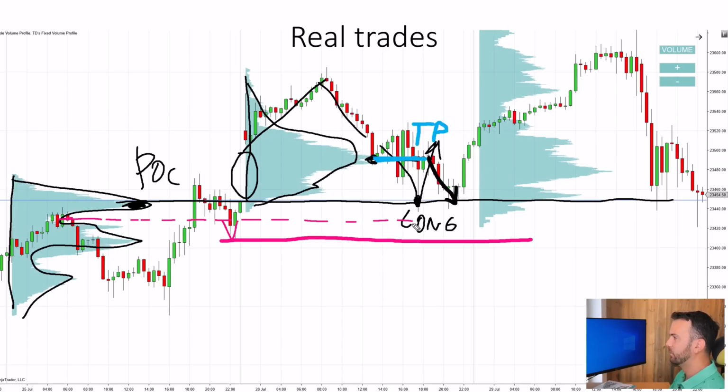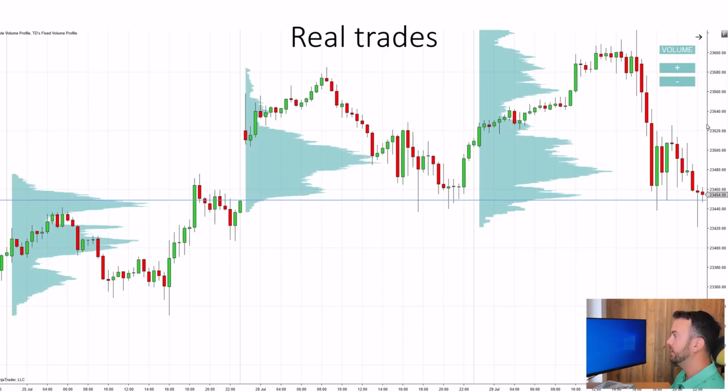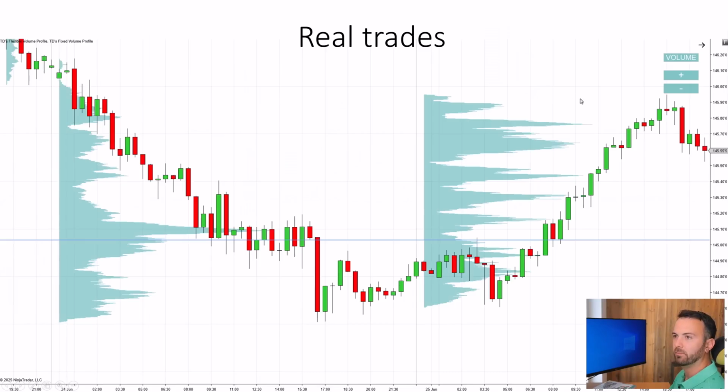As you can see, this is more or less a risk-reward ratio 1 trade. My rule for this is that I want to trade at least with risk-reward ratio 1. All right, that's the minimum. So this was a risk-reward ratio 1 trade. And yeah, this is how it went. Let me show you one more. This is a trade which I took recently on the US dollar Japanese yen.